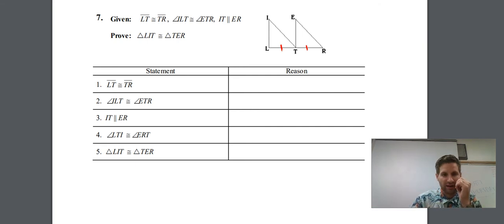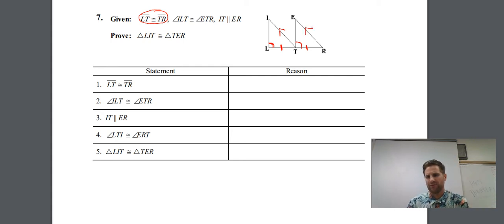So I took care of that given piece, so we're good there. ILT, this angle right here, is congruent to ETR. So there we go, just like that. And then IT right here is, oh, my computer's loading. Okay, and IT right here is parallel to ER. So let's see if we can figure something out here. Well, that's all the given information.